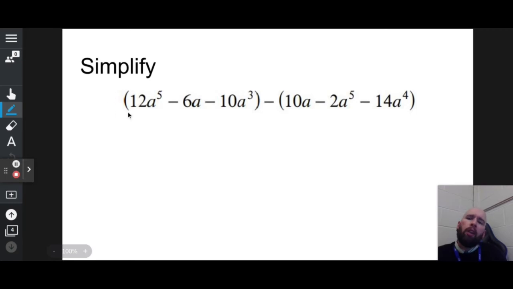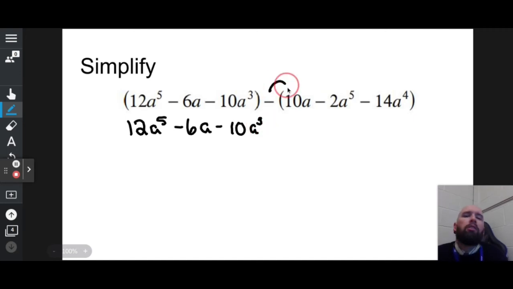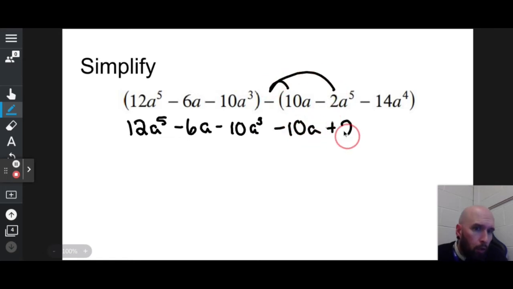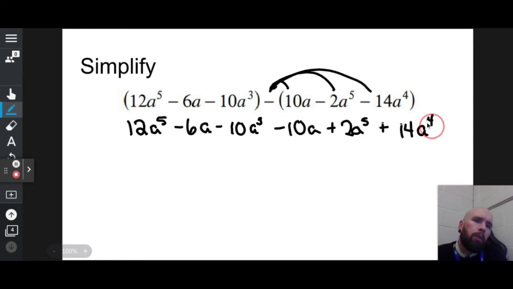If you have nothing in front of a parentheses, you don't need them. 12a to the 5th minus 6a minus 10a cubed. If you have a negative living in front of a parentheses, distribute the negative. Minus 10a. Negative times a negative is positive 2a to the 5th. Negative times a negative is positive 14a to the 4th.